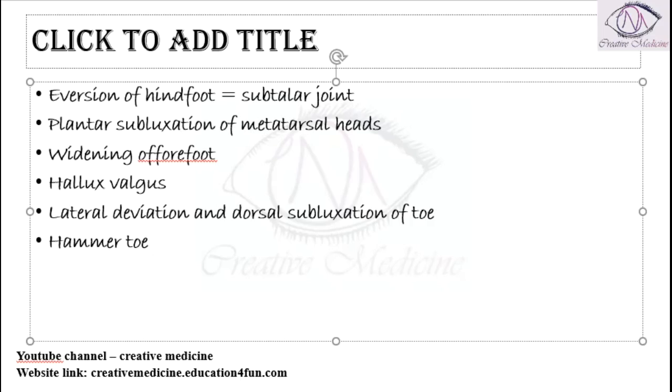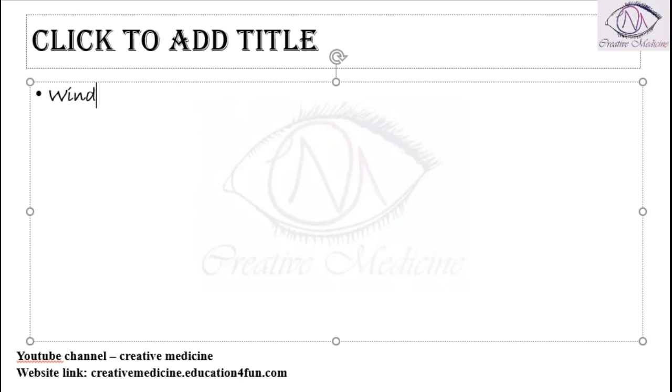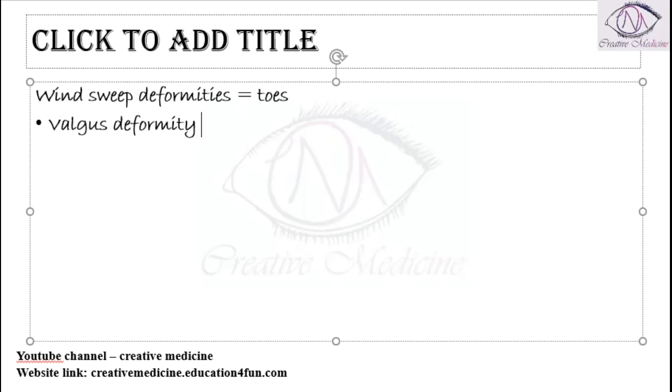Then there are windswept deformities, which are also present. These windswept deformities are present in the toes. That means there will be valgus deformity. In windswept deformity, valgus deformity is present in one foot, whereas varus deformity is present in the other. One has valgus and the other has varus, which is windswept deformity.